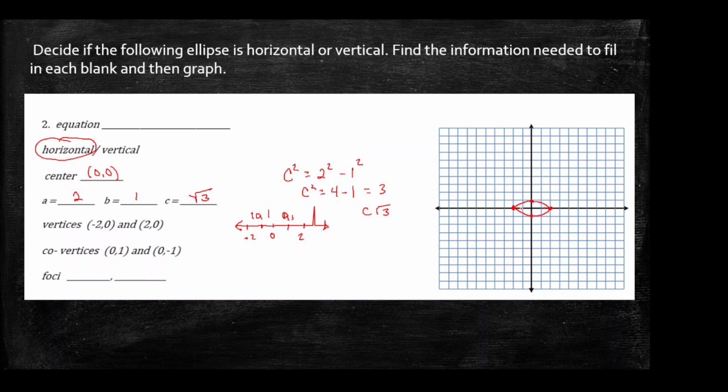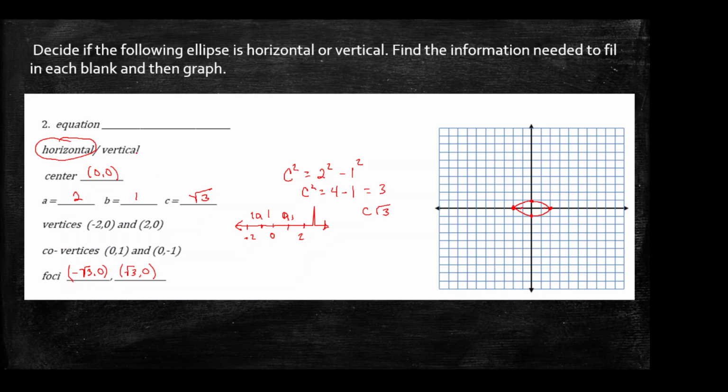Don't really need those for this as far as drawing is concerned, but my foci are going to be along this x-axis again, so I'm not going up or down, so that's not going to change, and so my h value was 0. I'm sorry, my k is 0, so it's going to be negative radical 3 and 0, and positive radical 3 and 0.